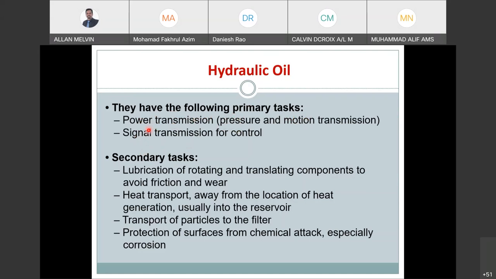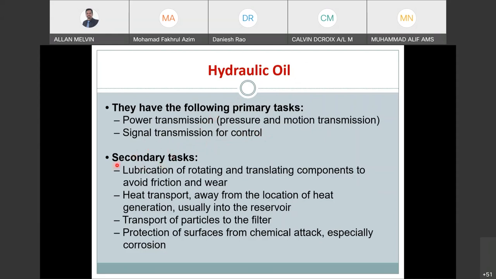Then you also want to transmit signals. Like how you saw in the lab, signals are given. If both sides have a signal, it creates a signal overlap. So you want to control the signals for the valve. That's the function of the hydraulic valve. You are giving signals. If you want a valve to be activated, you need to send a signal. How can you send a signal? You send hydraulic oil to that particular valve, to the particular port. That's how you provide signal transmission for control. So these are the two primary tasks of hydraulic oil.